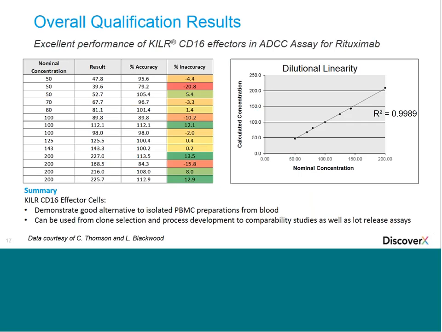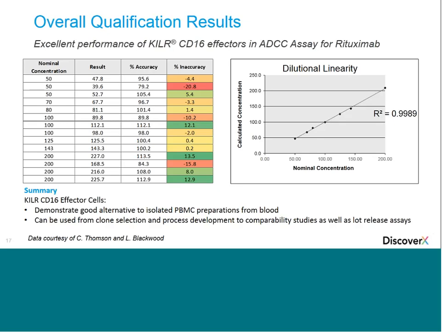And you can see that the same data, when they're plotted for dilutional linearity, give an excellent R-squared value of 0.9989, indicating that this assay is suitable for and accurate for use in potency or lot release.